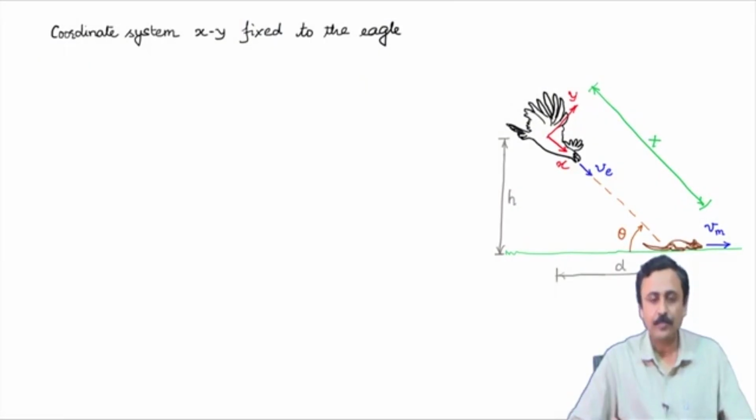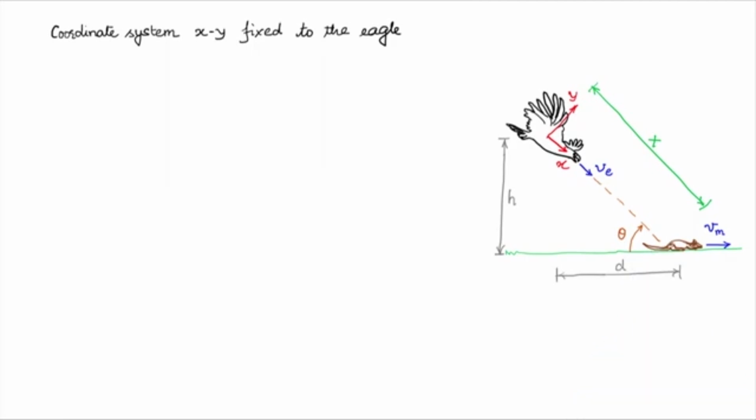In order to solve this problem, we fix the coordinate system on the eagle. I have shown you here, I fix the coordinate system x, y, z on the eagle, and it is fixed to the eagle, which means as the eagle changes direction, this x direction is going to change and hence the y. Capital X is the coordinate of the mouse in this frame along the x axis, and I have also shown the velocity of the eagle Ve and the velocity of the mouse.